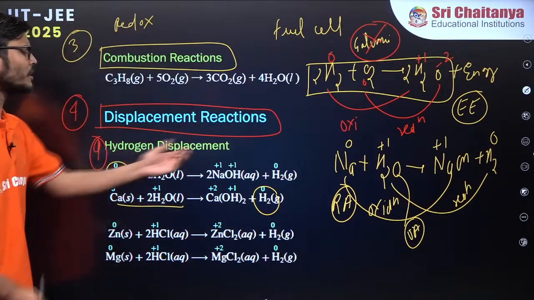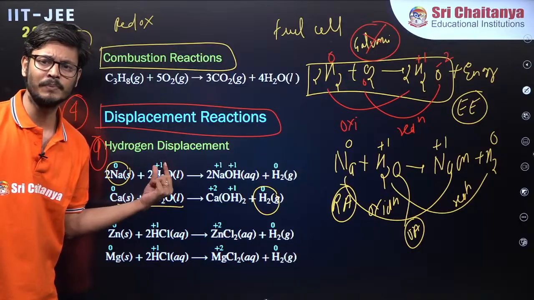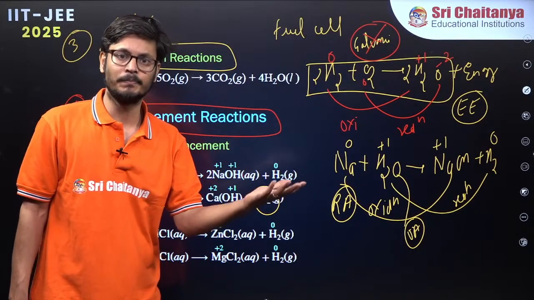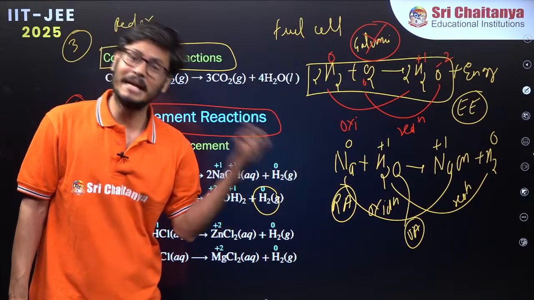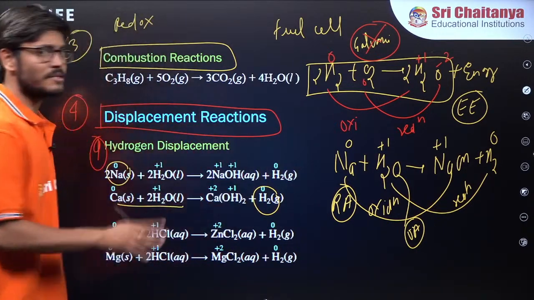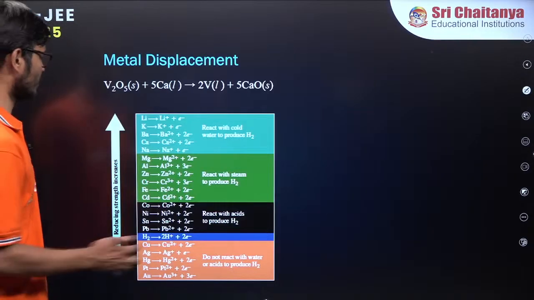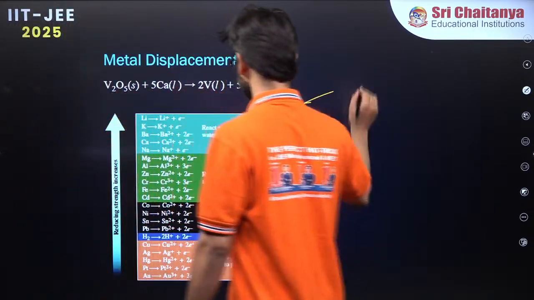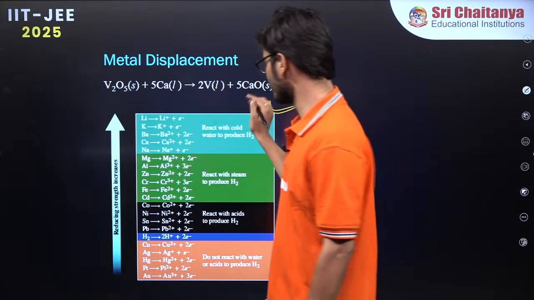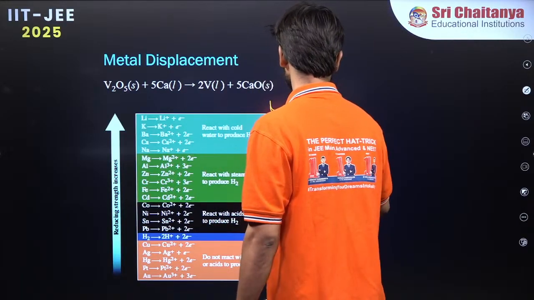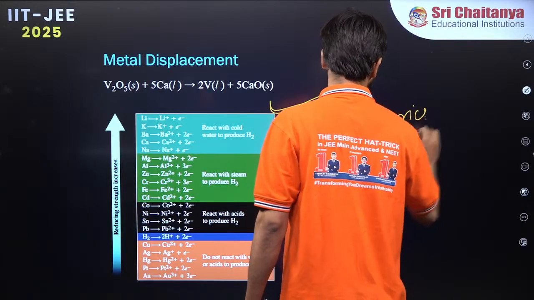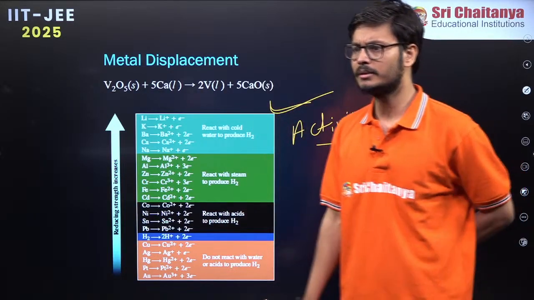All the hydrogen displacement reactions are redox reactions because metal will get oxidized. Metal will do self-oxidation, therefore metal will act as a reducing agent. Now, on this basis, I have a very important table over here. You can see this table. Is this table visible to everyone, guys? This activity series table, is it visible to everyone?